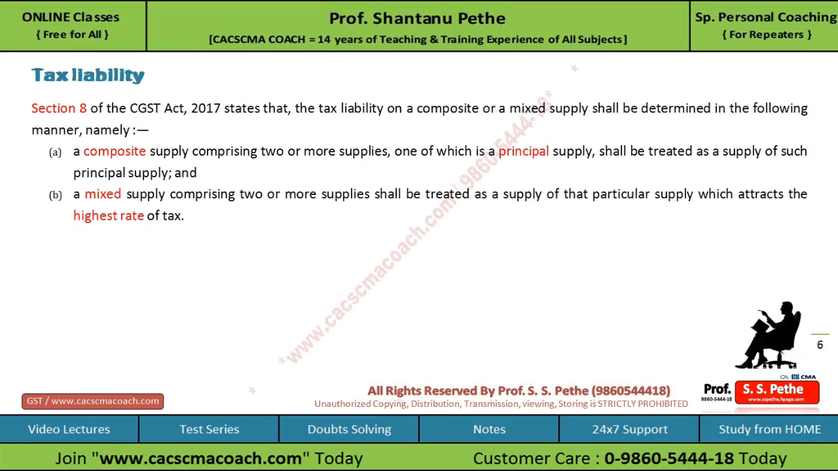Now the tax liability on mixed and composite supply is very much clear as mentioned under section 8 of the CGST Act 2017. It clearly says that in case of a composite supply, the GST liability will be of that which is applicable for the principal supply, and the GST rate applicable to the principal supply will be applicable on the composite supply. Whereas in case of a mixed supply, the highest rate of tax which is applicable on any one item of the mixed supply will be applicable on the mixed supply.